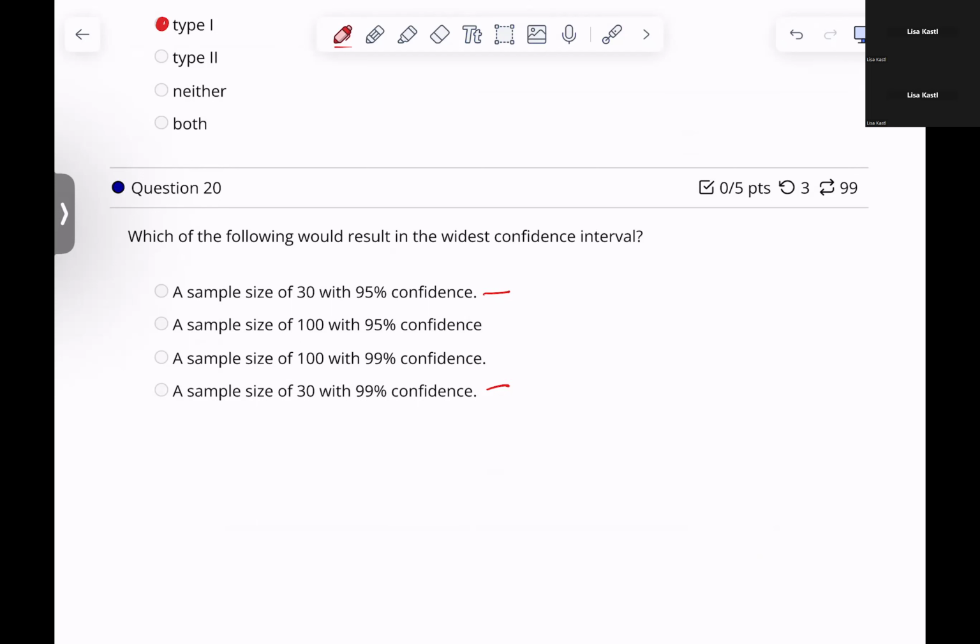99%. The confidence level. So the EBM is Z times sigma over the square root of N. That's how you calculate it. And the larger your confidence level is, the Z gets larger. So Z is larger here. So if you have a bigger Z and a smaller N, that EBM is going to get bigger, correct? And it's going to make a wider interval.